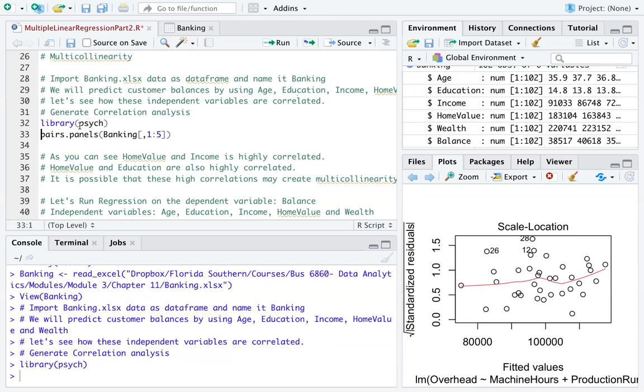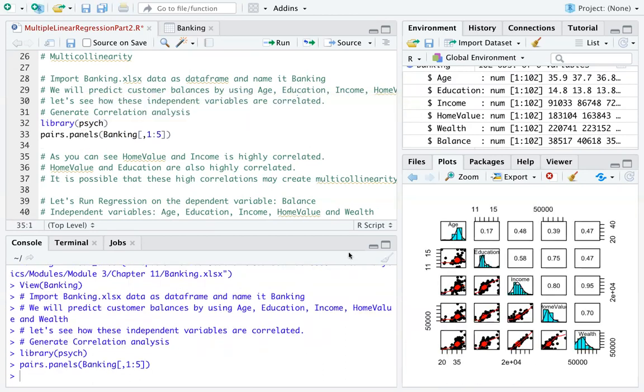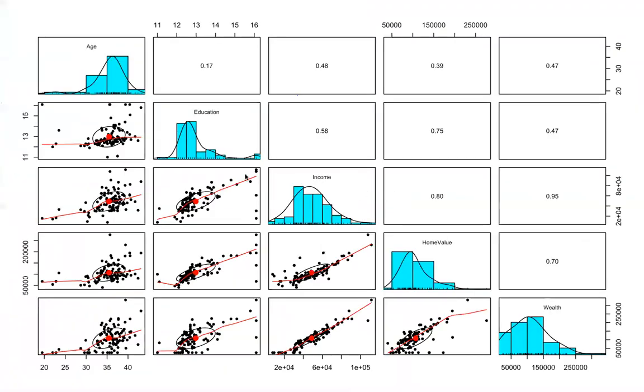We already installed it earlier. If you haven't installed this, go ahead and make sure that you install psych, otherwise this wouldn't run. In my case, it ran already. So let's execute this command as well. Let's try to zoom in. Let's see what this is telling us.